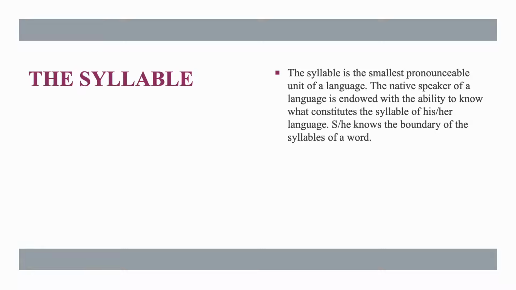Next, we move to the syllable. The syllable is the smallest pronounceable unit of a language. And a native speaker is expected to know what constitutes the syllable of his or her language. He or she knows the boundary of the syllables of a word.